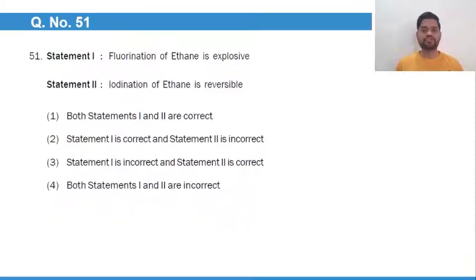So the first question that you encountered in the paper was statement 1. Fluorination of ethane is explosive. That's a true statement. Iodination of ethane is reversible. That is also a true statement because there's a formation of hydrogen iodide, that is HI, which makes the reaction reversible. Okay, so both the statements are right. So question number 51, the right answer is option number 1.